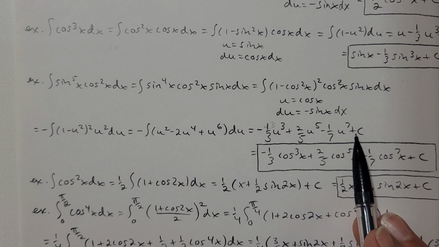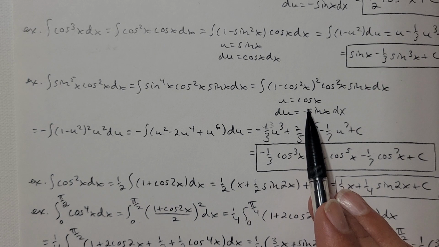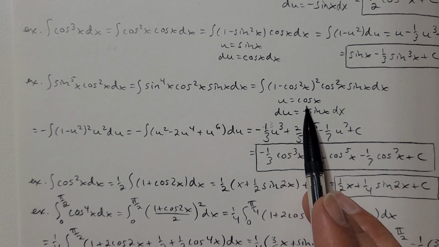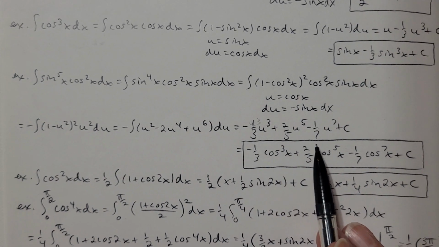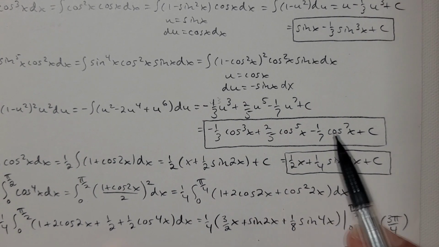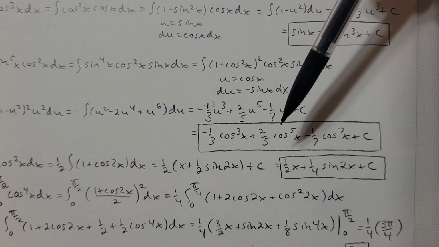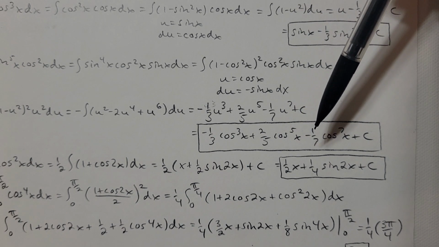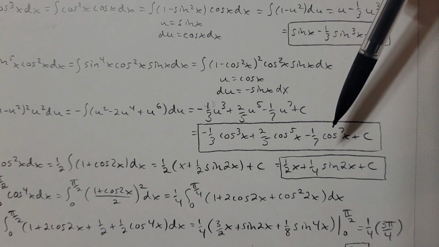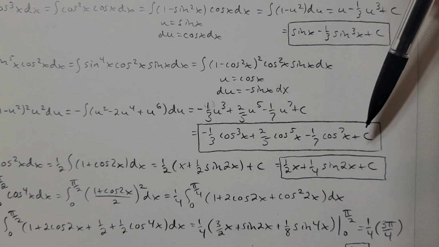It's an indefinite integral. And so the last thing would be to replace u with cosine x. So my answer is going to be negative 1/3 cosine cubed x plus 2/5 cosine to the 5th x minus 1/7 cosine to the 7th of x plus a constant.